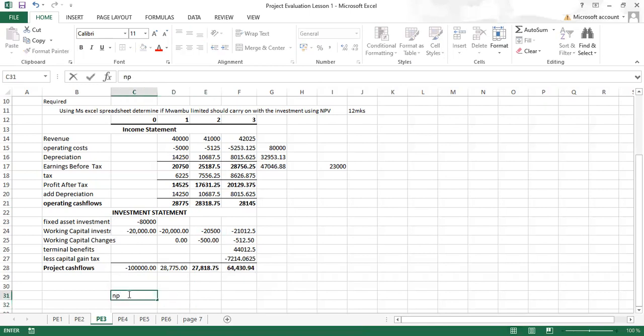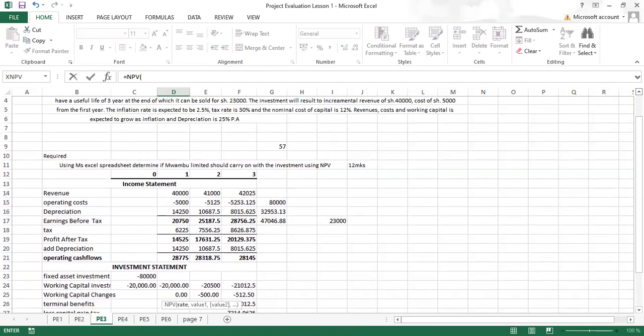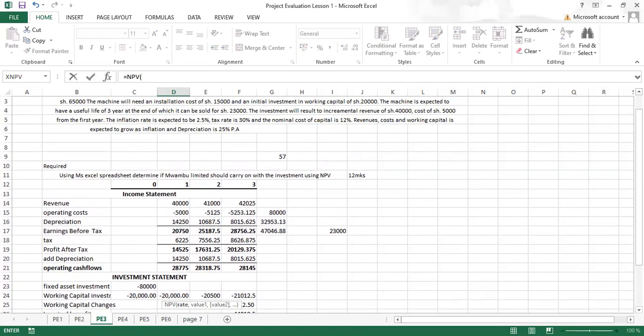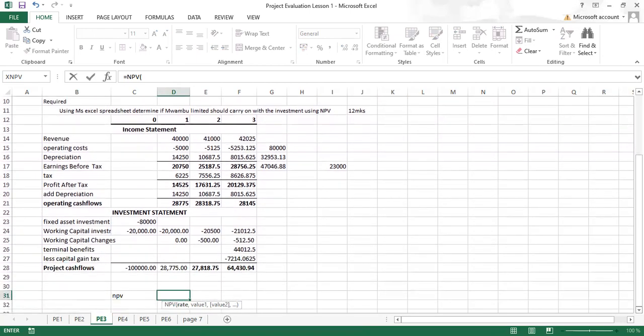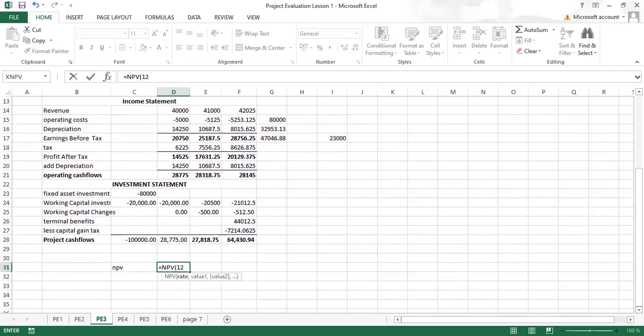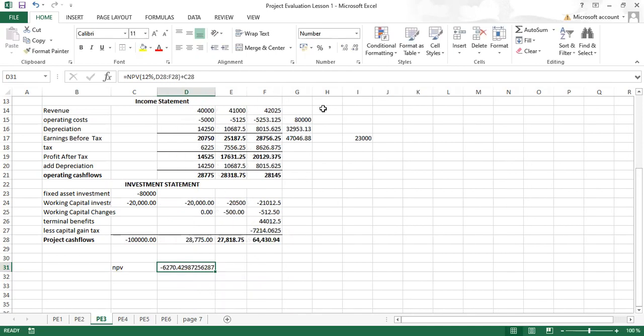I come to NPV. Tab equals NPV. Our rate was 12%. So 12%, comma, our values. We start from here. We don't start from year 0. Close bracket, shift plus, you reduce the decimal places. It's in a negative format, so we'll reject the project.